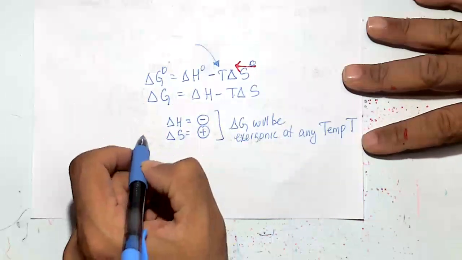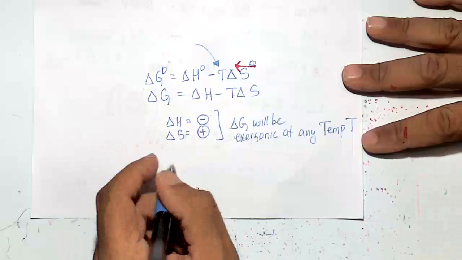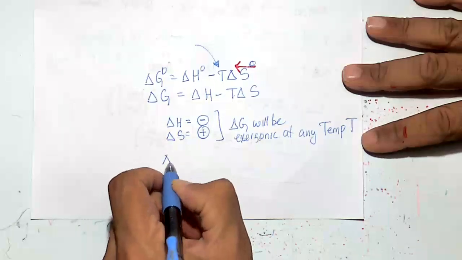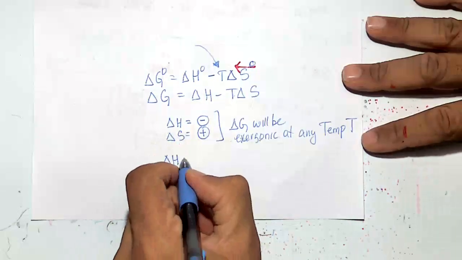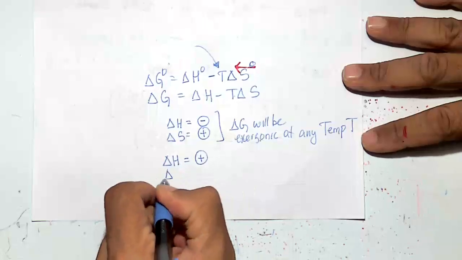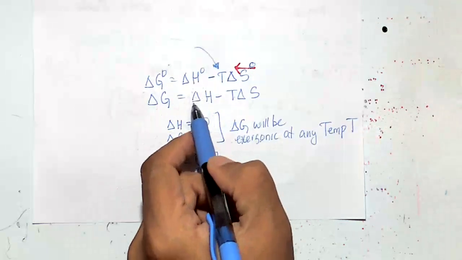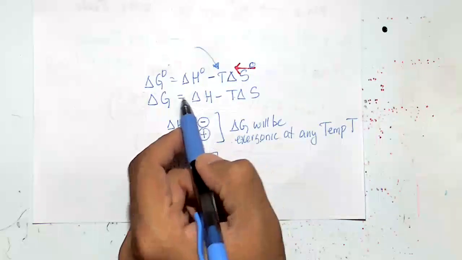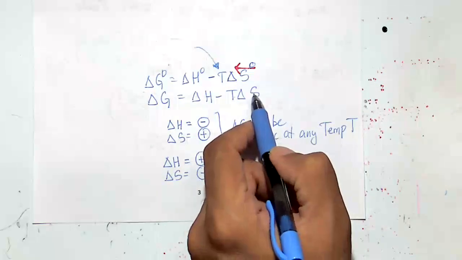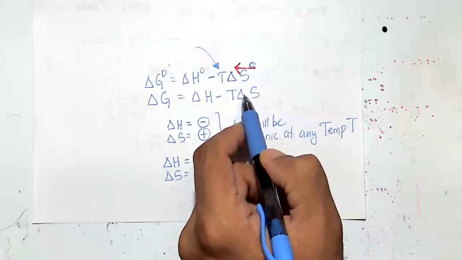So this would be enthalpically favored and entropically favored. All right, on the flip side, let's say they're disfavored. If delta H is positive and delta S is negative, imagine putting a positive sign here on delta H, and imagine putting a negative sign here for delta S in this equation.